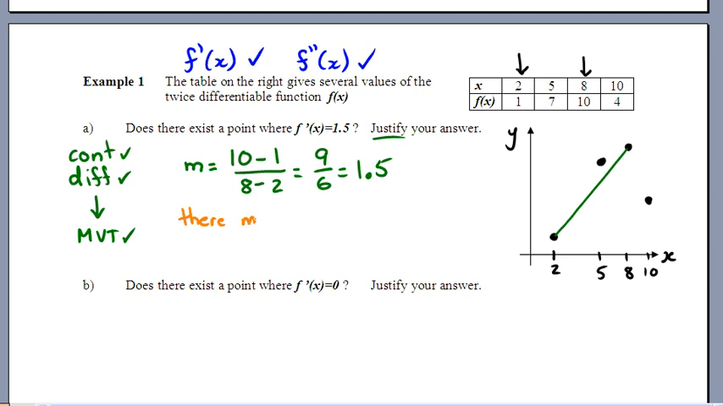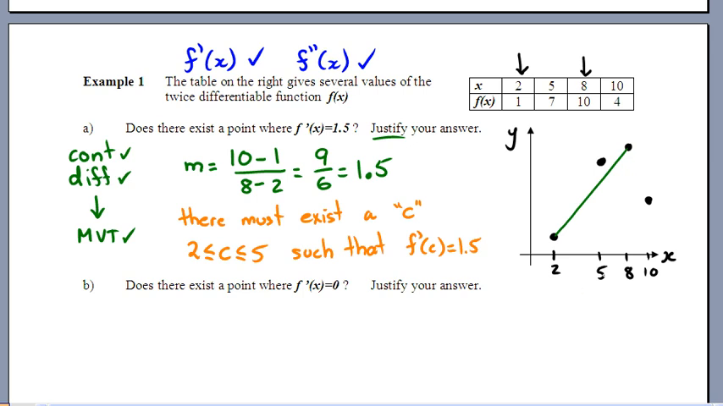Okay, so there must exist some C, some special spot. And that C is actually in between 2 and 5. Could be at 2 or 5, but it's somewhere on that interval such that this is true. Such that the derivative there at that spot has to be 1.5. That's just the mean value theorem.